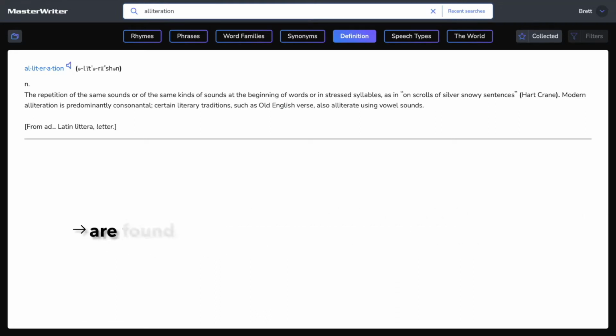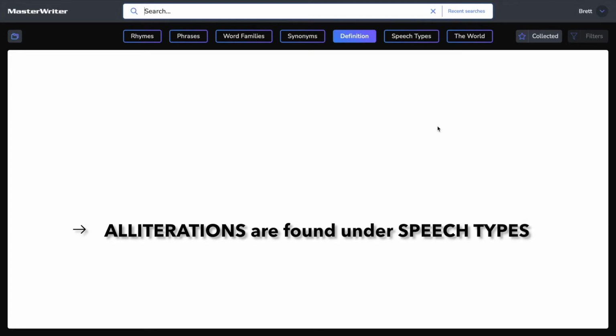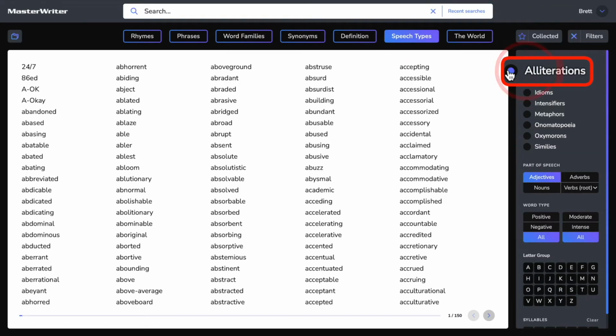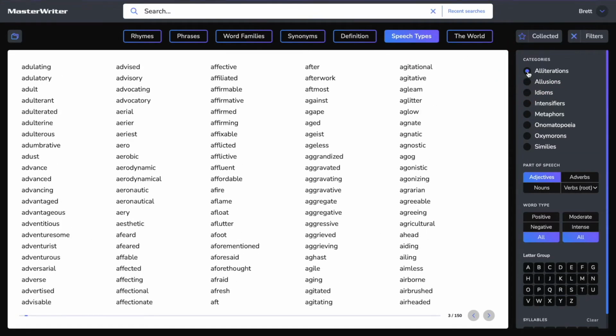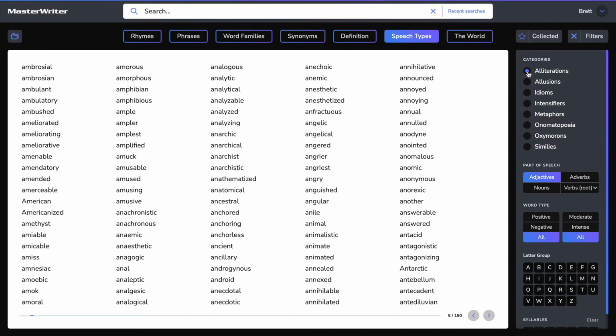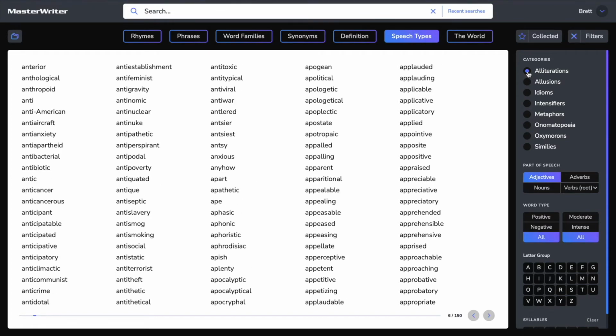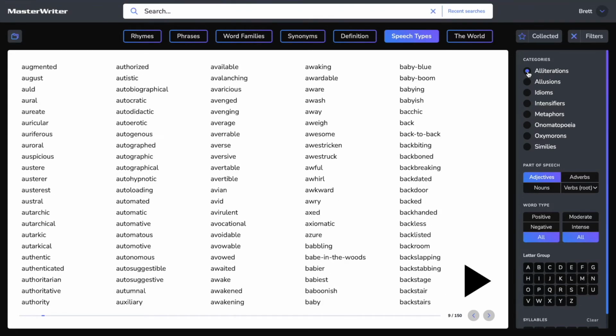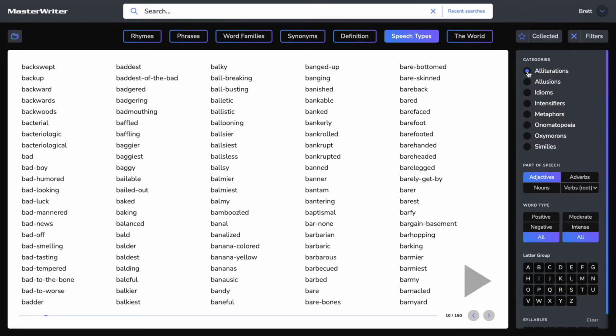Whether using the creative writer or songwriter versions of MasterWriter, you will find alliterations under speech types. Here you'll find pages upon pages of alliterations in alphabetical order, perhaps the most comprehensive list of alliterations available. Remember, you can use the left and right arrow keys on your keyboard to scroll through the dictionary results. When you find ones you like, double-click to add to your collected.